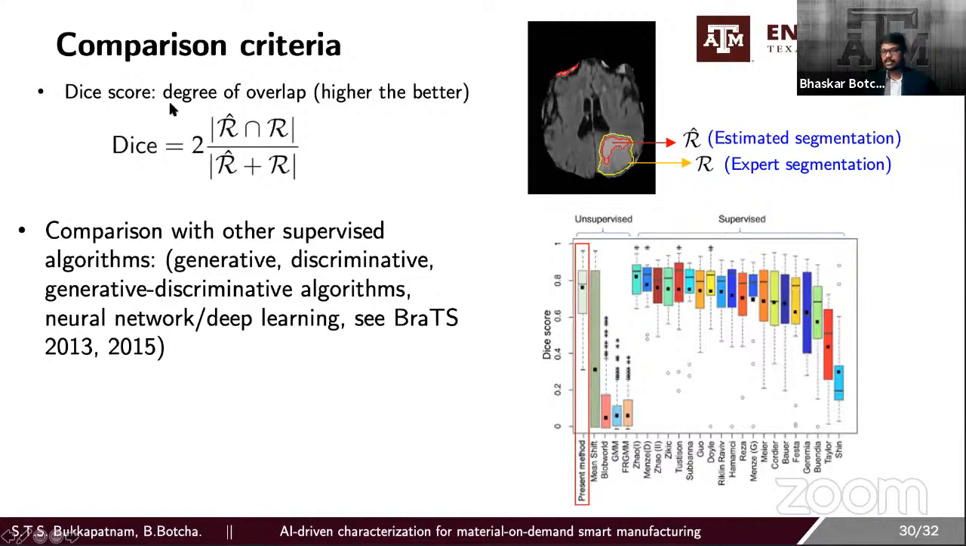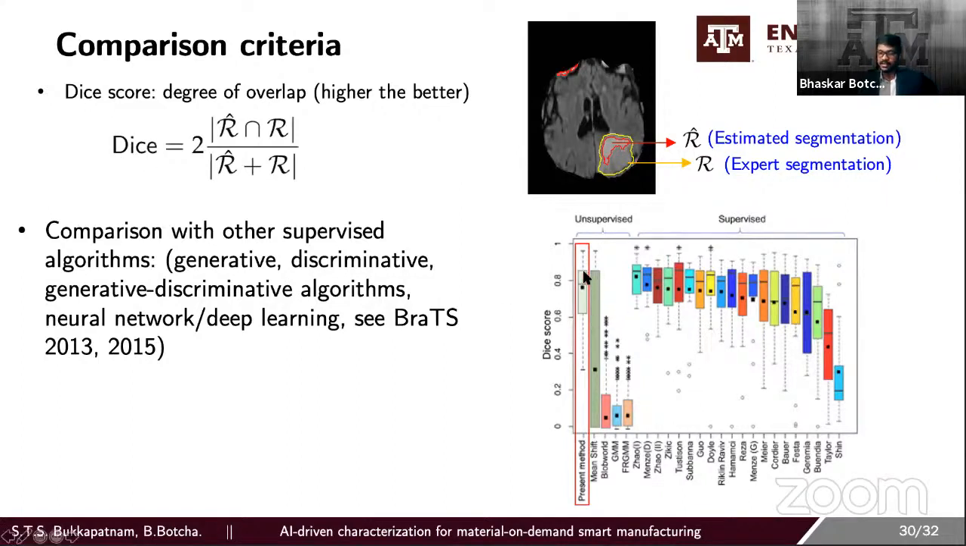So this particular score is a DICE score, and these are images from brain scans, and these are the areas which are to be identified in a patient with a particular ailment. So this is the expert segmentation, and this is the estimated segmentation which comes from unsupervised learning models.